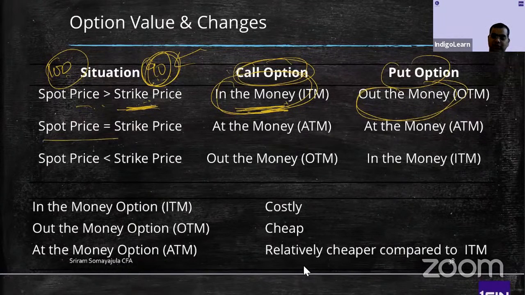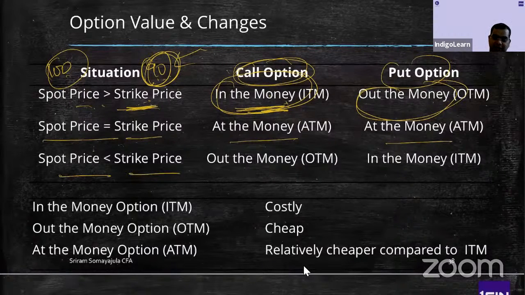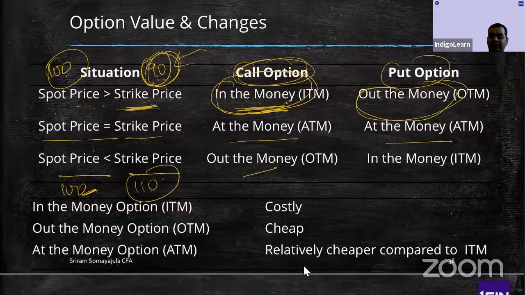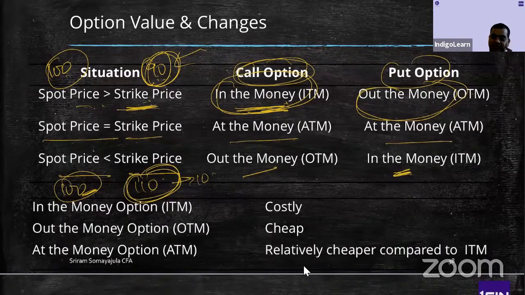So when the spot price is equal to the strike price, both options, call option or put option, are said to be at the money. And when the spot price is less than the strike price, that is, spot is 100 and the strike price is 110, then I have a right to buy at 110 when the spot is 100. So this is out of the money. Basically, I'm not making any money in a call option. In a put option, I have a right to sell to you at 110 when the market price is already 100. So today itself, I make 10 rupees. That is, there is an intrinsic value of 10 rupees, right? So the put option is in the money.